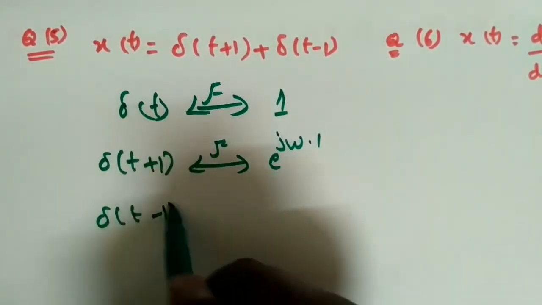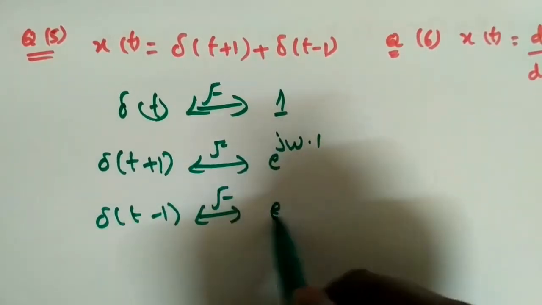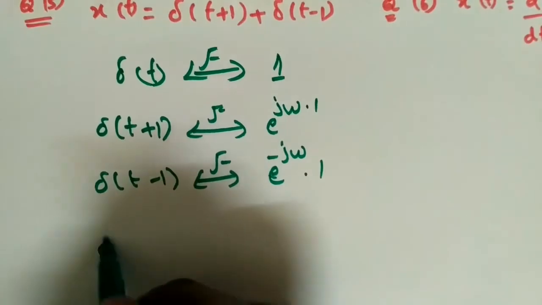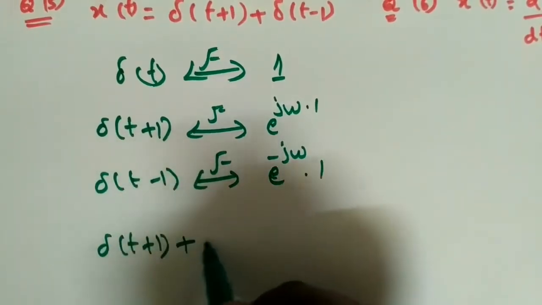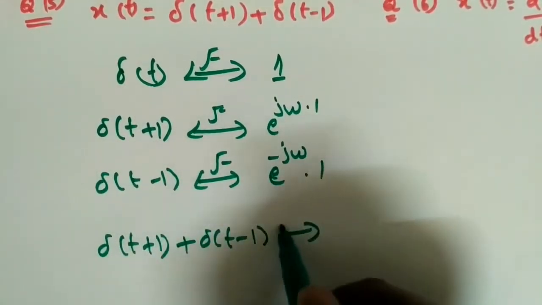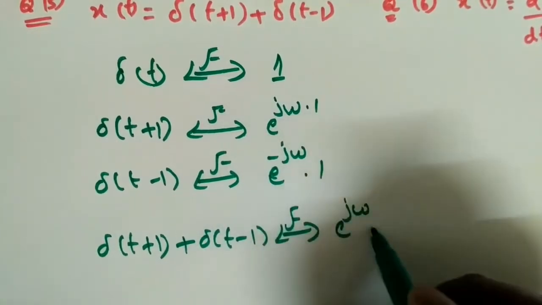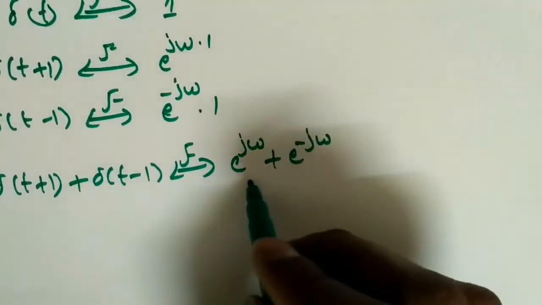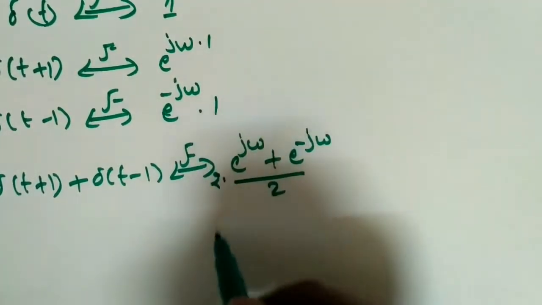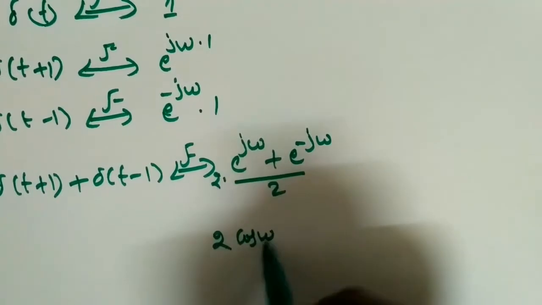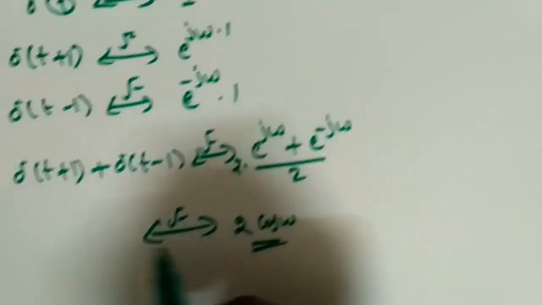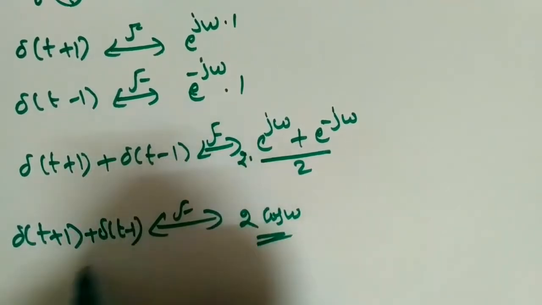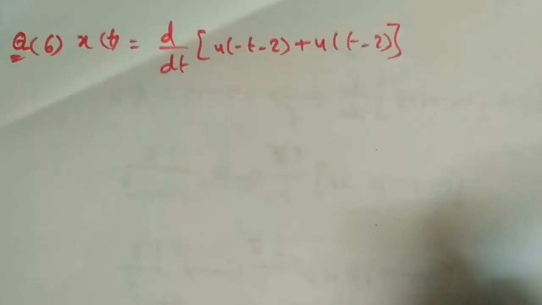Similarly, delta t minus 1. Its Fourier transform is e power minus j omega into 1. So for delta t plus 1 plus delta t minus 1, we will get e power j omega plus e power minus j omega. This can be converted into cos also. So it should be 2 cos omega. What is the time domain signal? It is delta t plus 1 plus delta t minus 1. So simple, very simple.